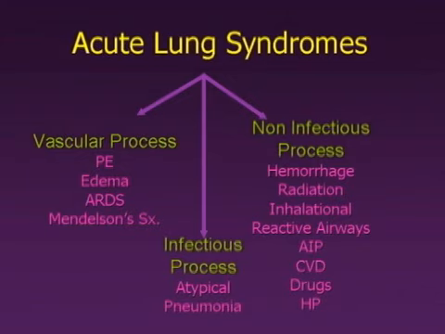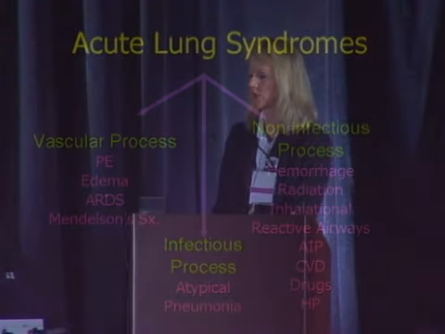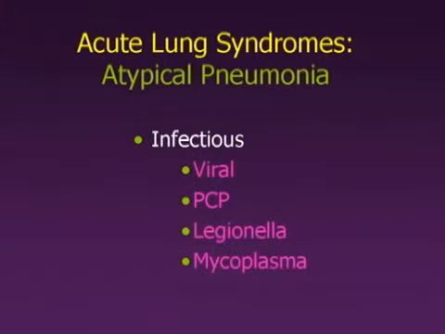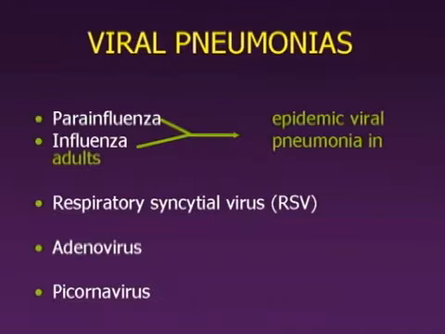Because we'll be hearing about thromboembolic disease and reactive airway disease later on this morning, I'm not going to discuss those two entities, but we will discuss the other causes of acute lung syndromes broken down into the following groupings. So we'll begin with infectious causes. This would include atypical pneumonias, viral and PCP pneumonia, Legionella, and mycoplasma pneumonia.